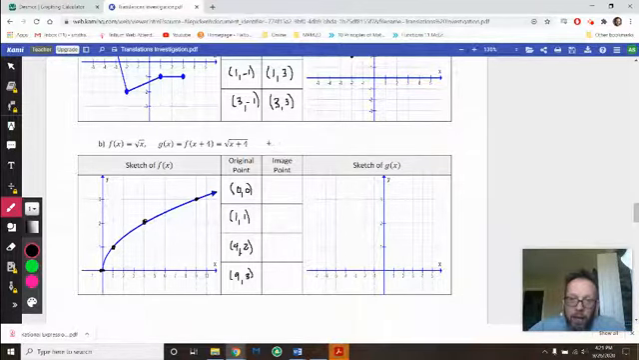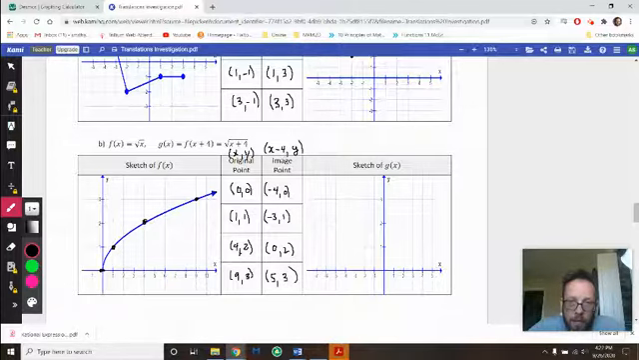So what would that look like for the image point? If the original point is x, y, if we're shifting to the left, we're going to be subtracting 4 off the x value, and the y value stays unchanged. So 0, 0 will go to minus 4, 0. 1, 1 will go to minus 3, 1. 4, 2 would go to 0, 2. And 9, 3 would go to 5, 3.